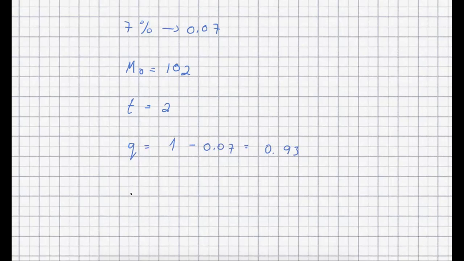Okay, so MT equals 102 times 0.93 squared, which is 88. Now I'll give you the same question, but I'm asking you, after how many hours I will get only 12 people in the store?